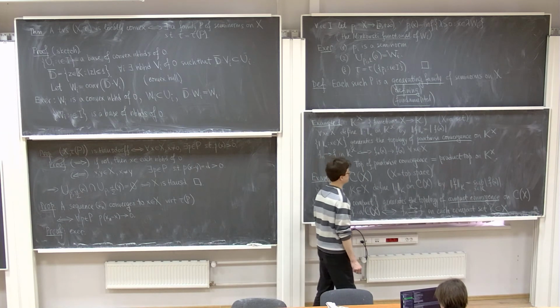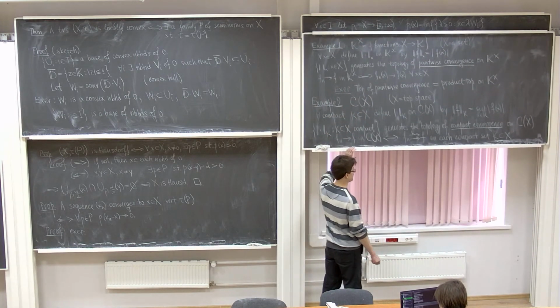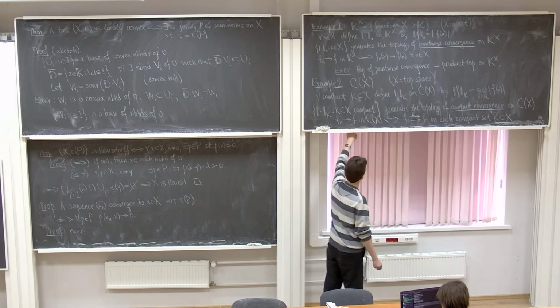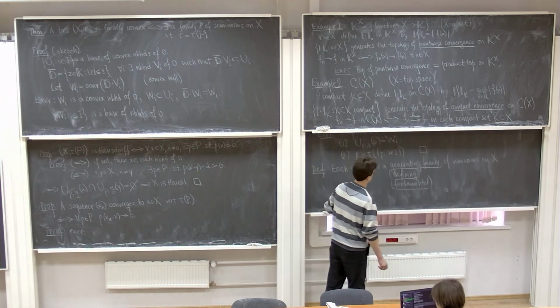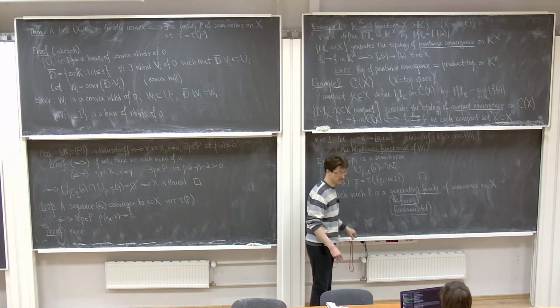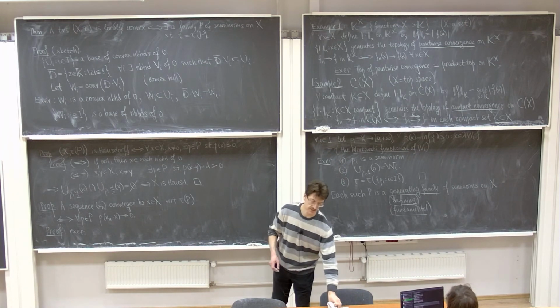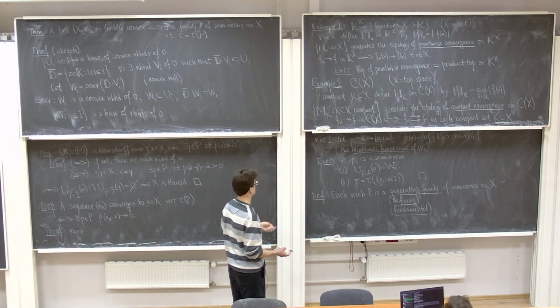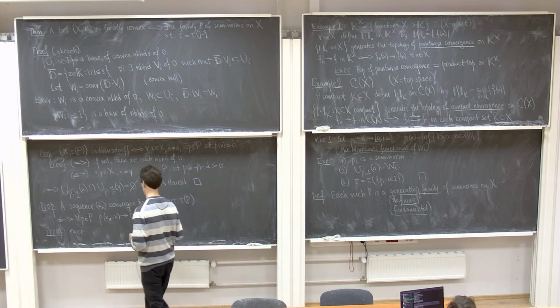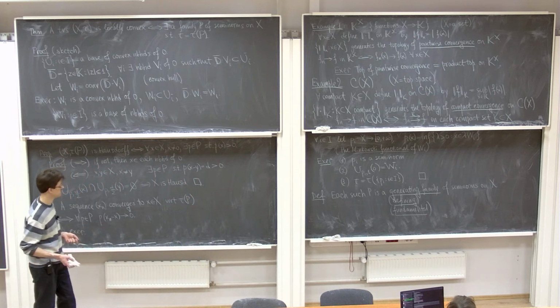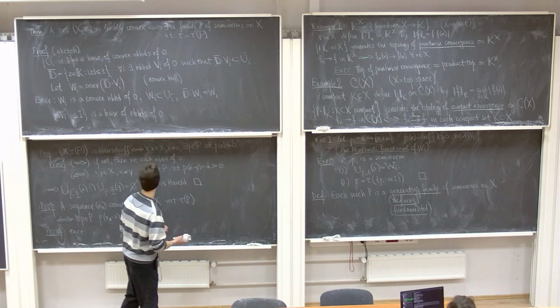In fact, this topology is a special case of the so-called compact-open topology. So here we speak of functions with values in the base field, but if we consider two topological spaces X and Y, then this example can be generalized to give the so-called compact-open topology on the space of continuous maps from X to Y.